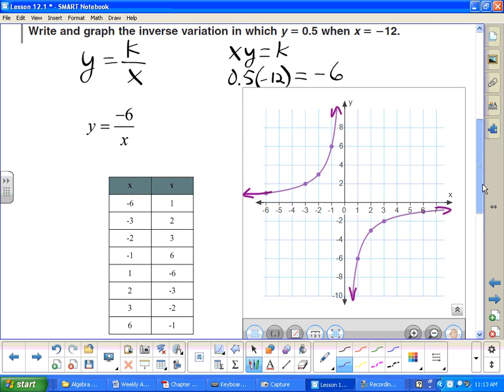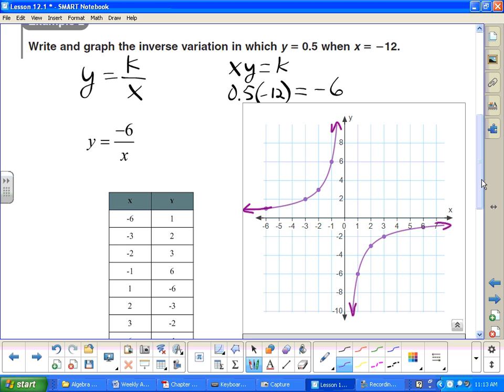So, we're writing and graphing the inverse variation. That means that we need something that looks like this: y equals k over x. That's the rule we're looking for. The value of k is found by multiplying x and y together. So once I find k, I write it as y equals k over x. And then I need to graph it. When I'm graphing it, the values I choose for x are going to be factors of k. And then we plug it in.